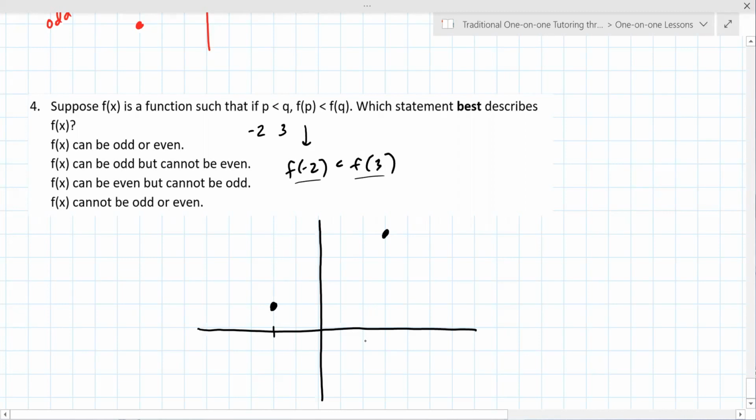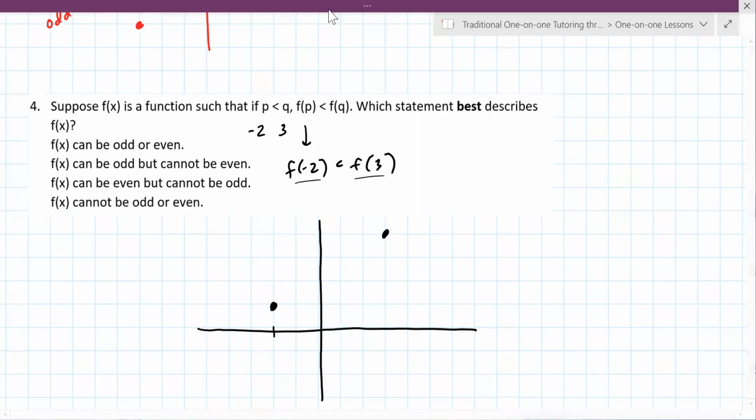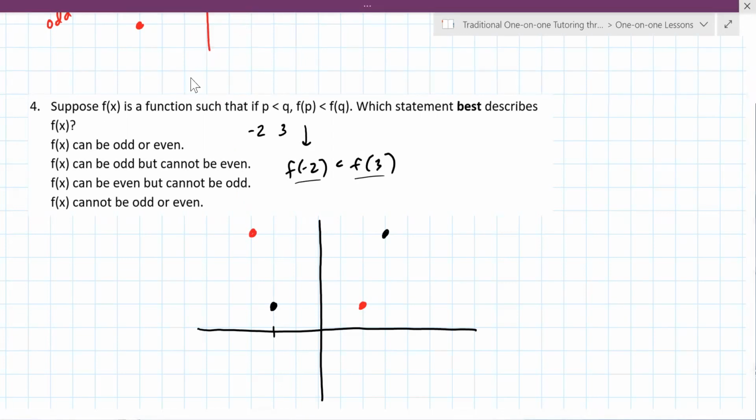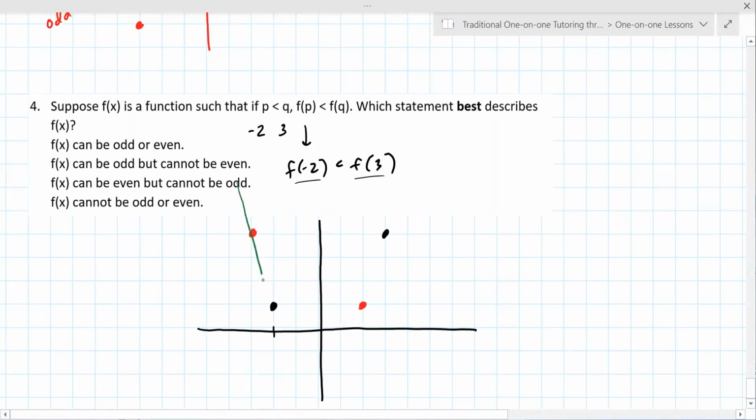So could it be even? Well, if it were even, here's what would have to be true. There would have to be a point here and a point here, and that is possible. We could fit a curve that goes through those points. That's reasonable. So it could be even.